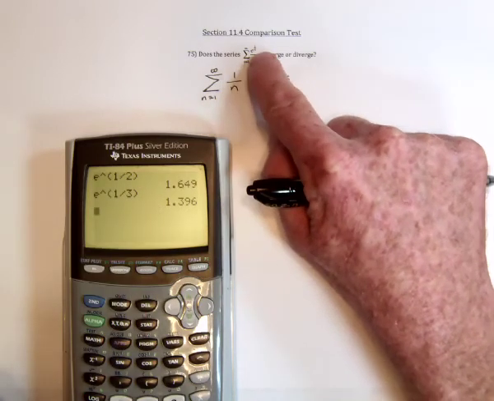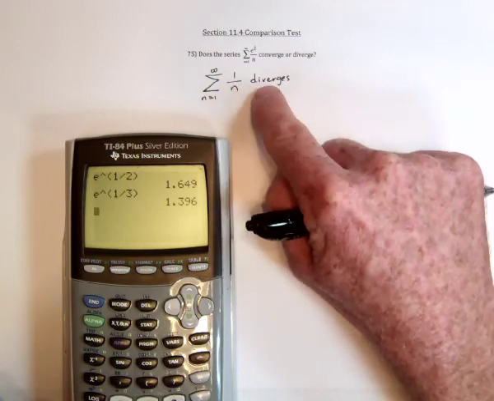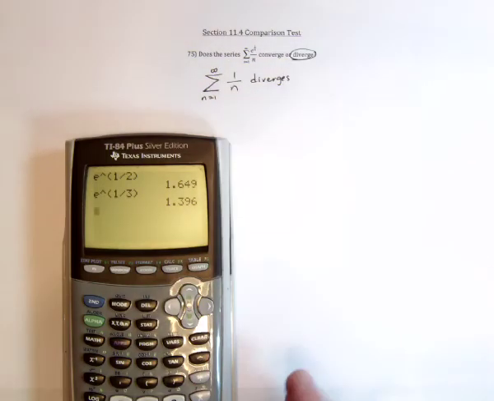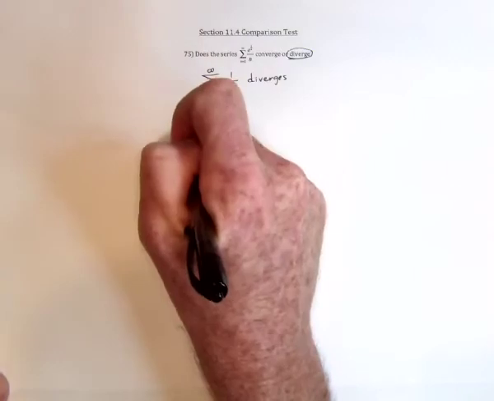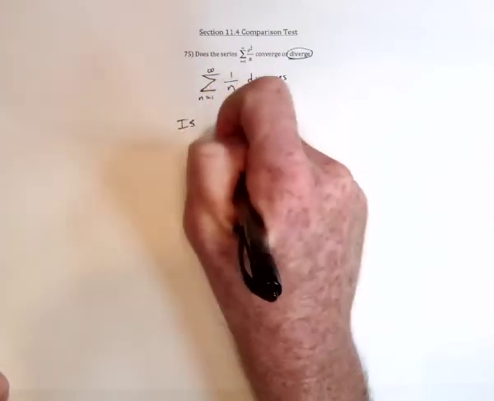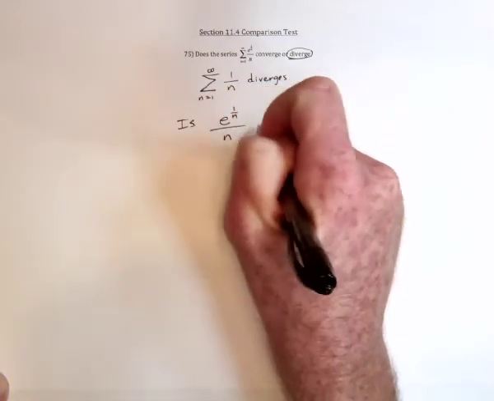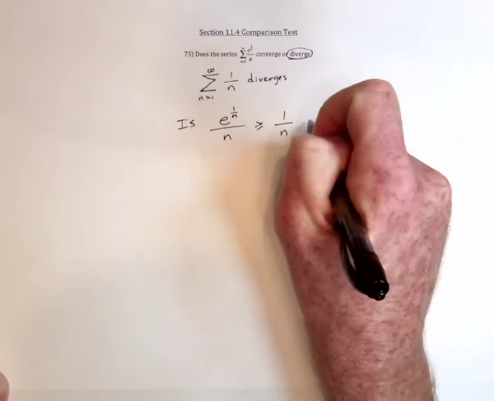So that means the one we're given is actually bigger than this one, and this one goes to infinity, so that one has to go to infinity. So my guess is that it's going to diverge. So then we have to compare and show: is the sequence we're given bigger than or equal to one that we know diverges?